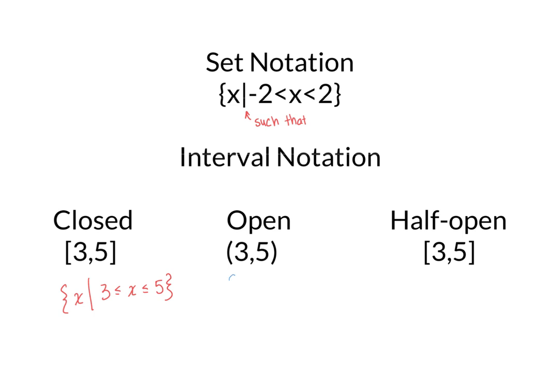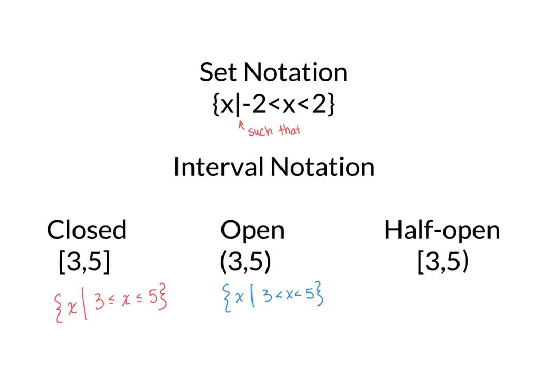Open then would be the same numbers. X is between 3 and 5. But in this case, we're not going to use that or equal to. So that's what those parentheses mean. And then the half open includes one but does not include the other. So if you were to write this, you would say that the 3 is going to be or equal to, and the 5 is just the less than there. And so that's what interval notation is. It's just a shorter way of writing set notation.